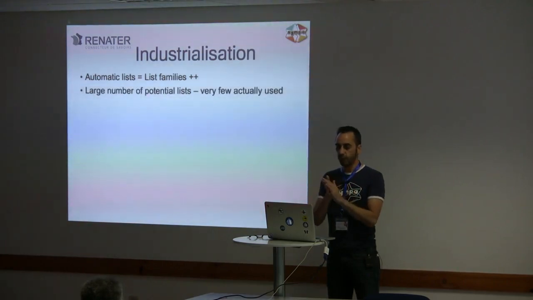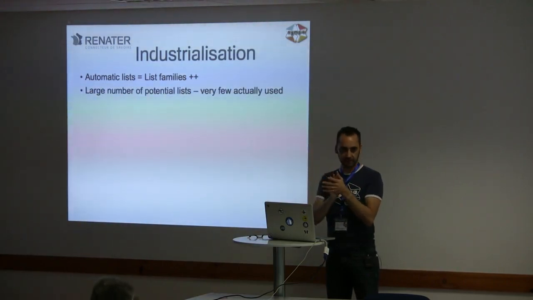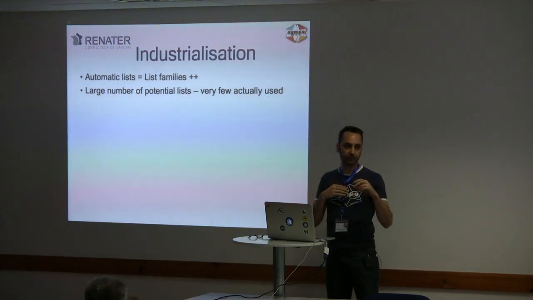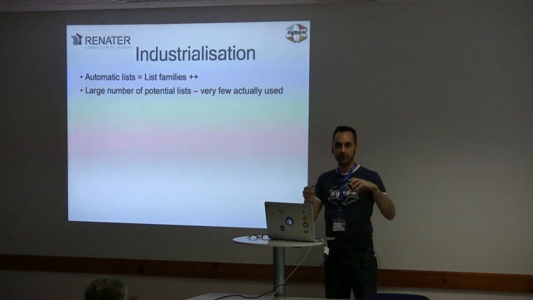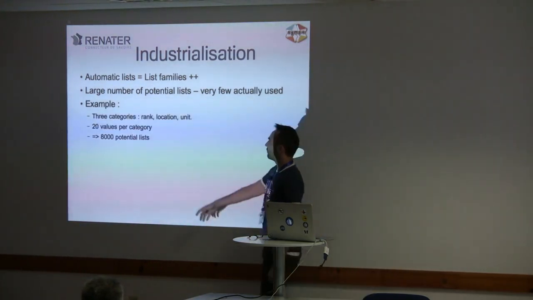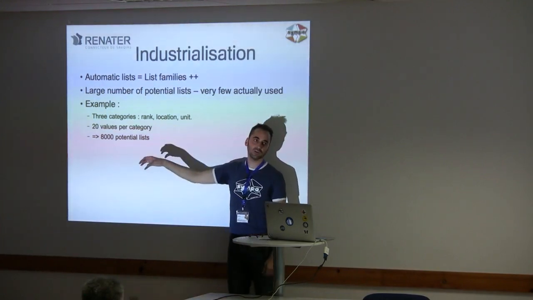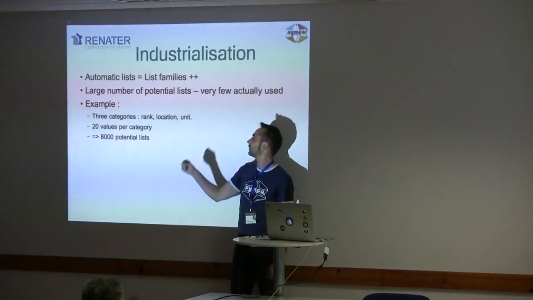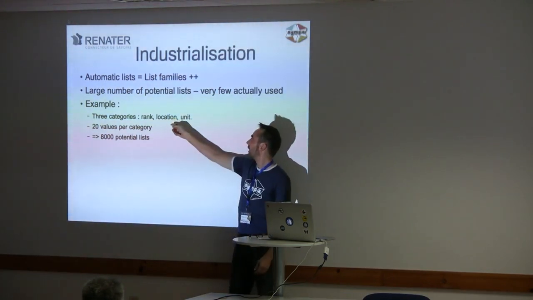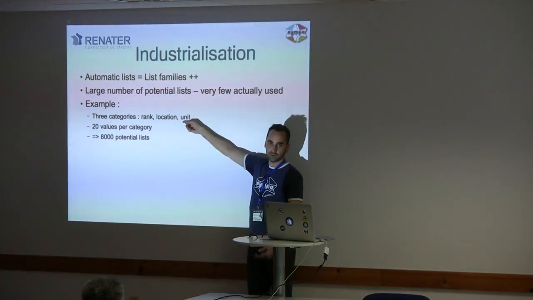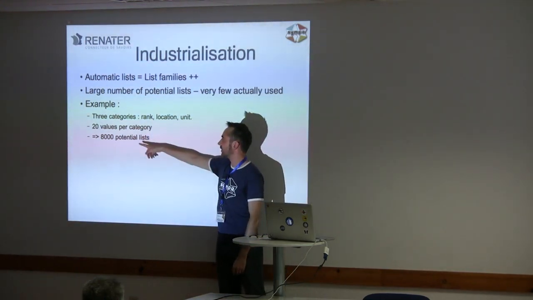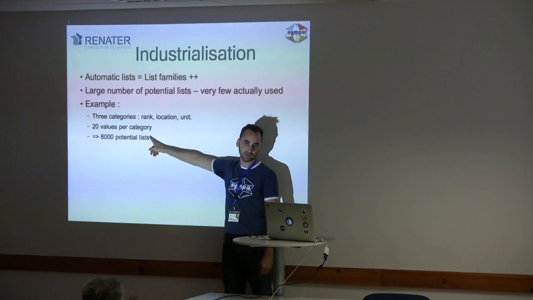Suppose you have a very large number of potential lists. Suppose you are in an organization, you want to be able to contact people per category. You have several locations. You have, I don't know, ranks. Is it a technician? Is it an engineer? Is it a researcher? A location, you have 10, 100 locations, and you have units in your location. Suppose you have for each of these categories 20 values. That means 8,000 potential lists.